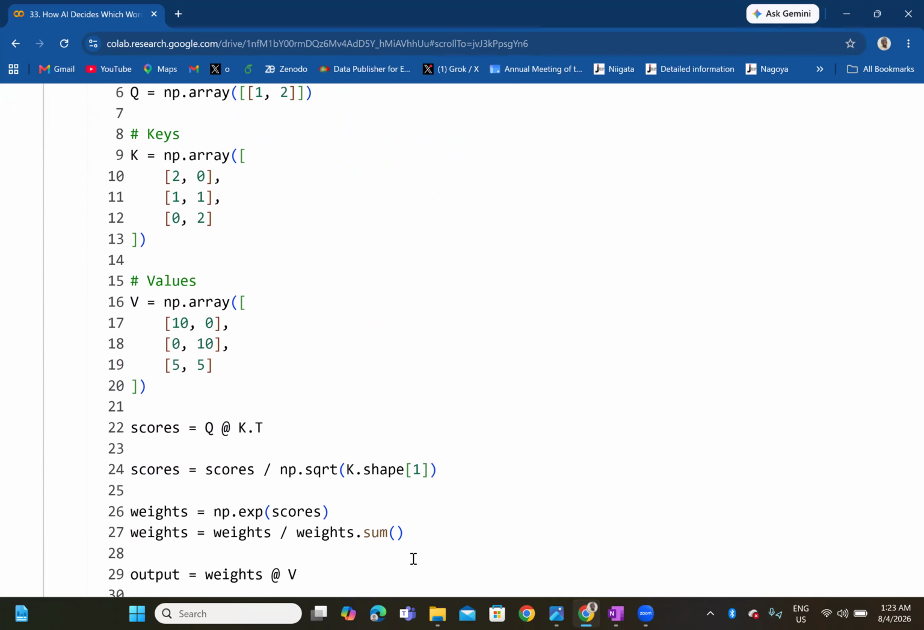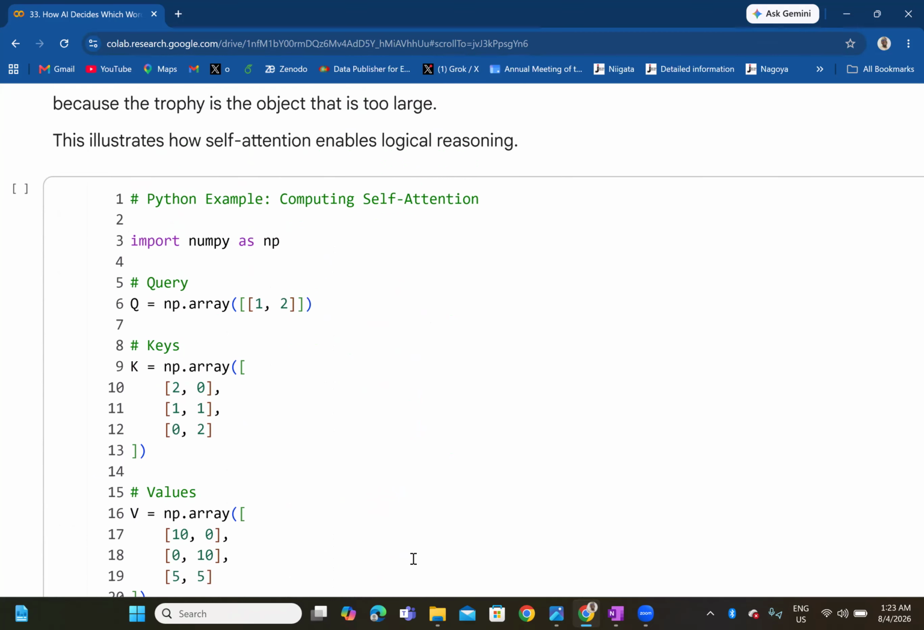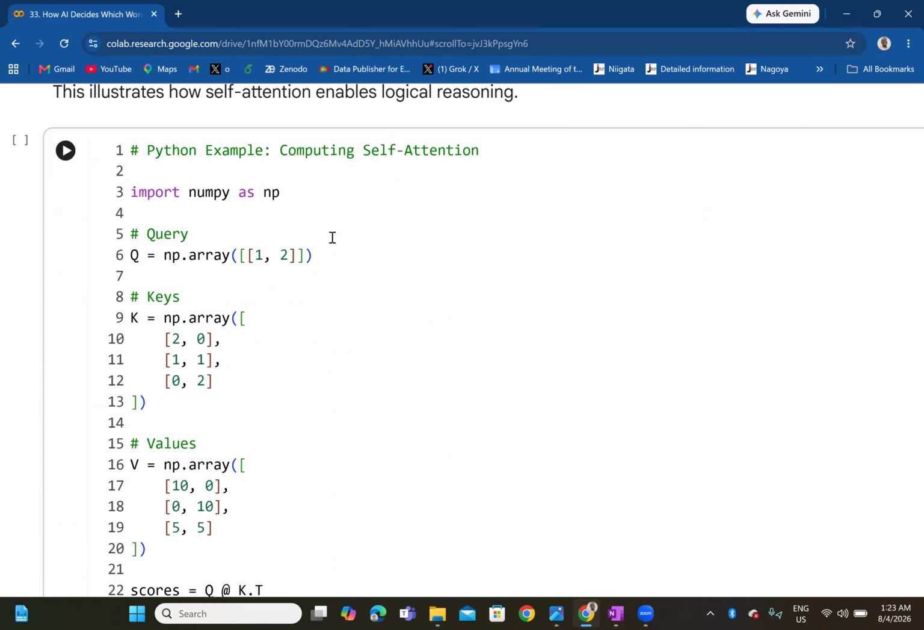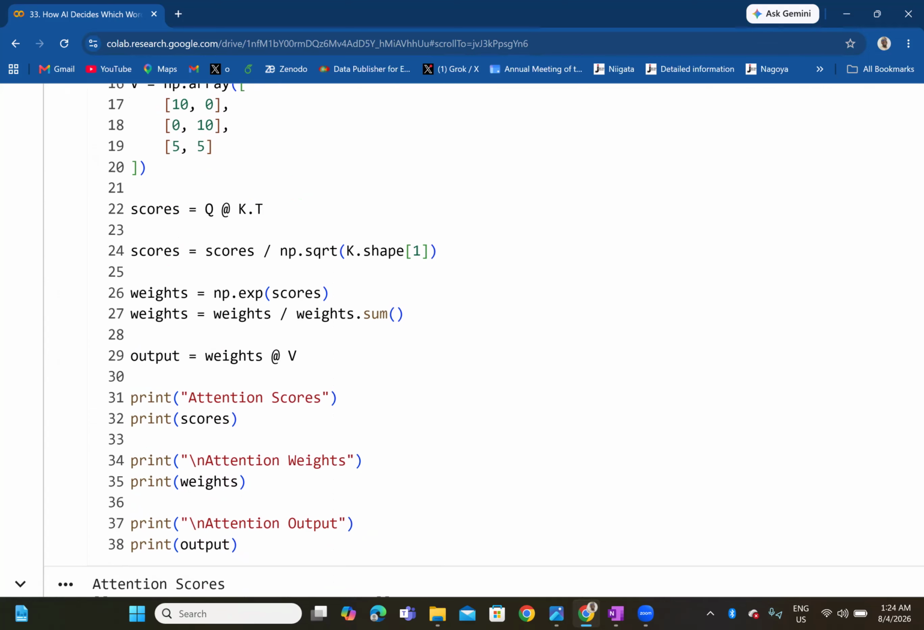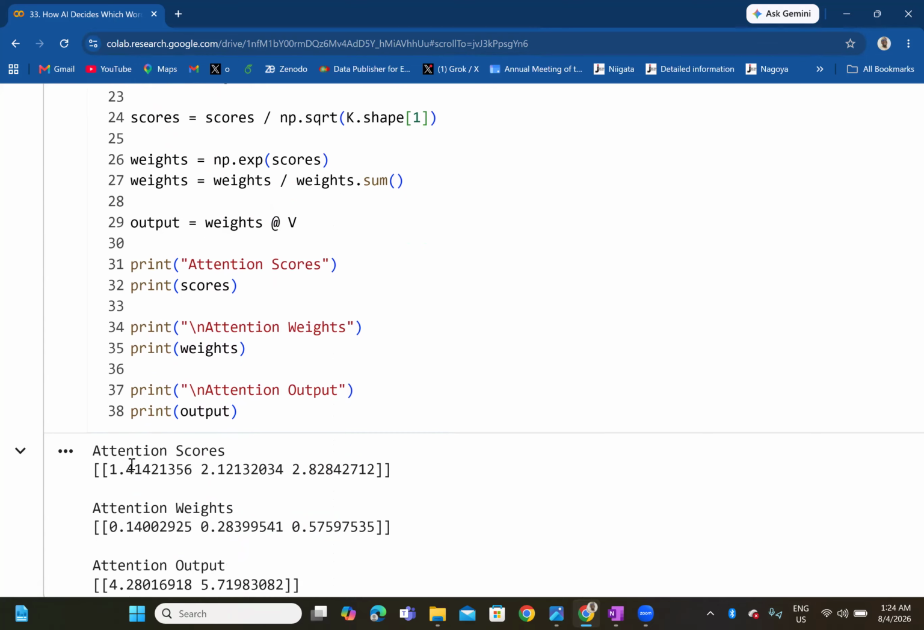We can then put that to test here. So imagine we have the query 1, 2 like we had before, and we have the keys 2011, 1202, and we have the values 10, 0, 0, 1, 0, 10, 5, 5. Then we compute the attention scores, which is Q multiplied by K transpose, which we did before already. And that was how we got all these square roots, all the 1.414 and the rest.